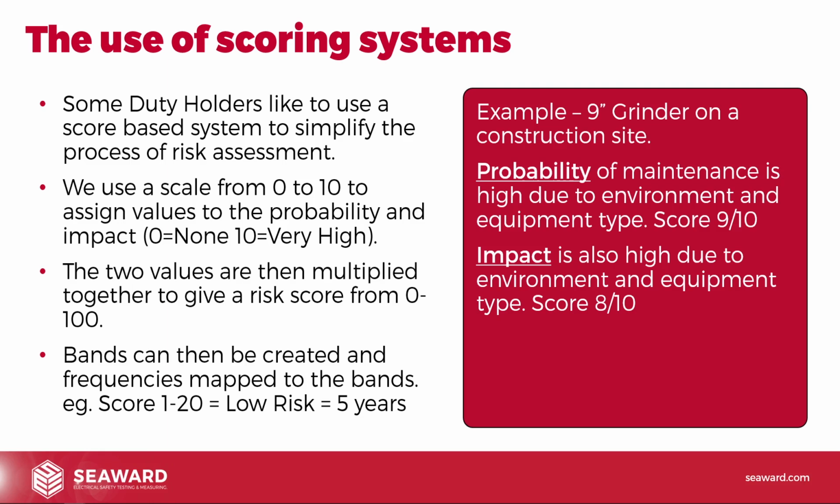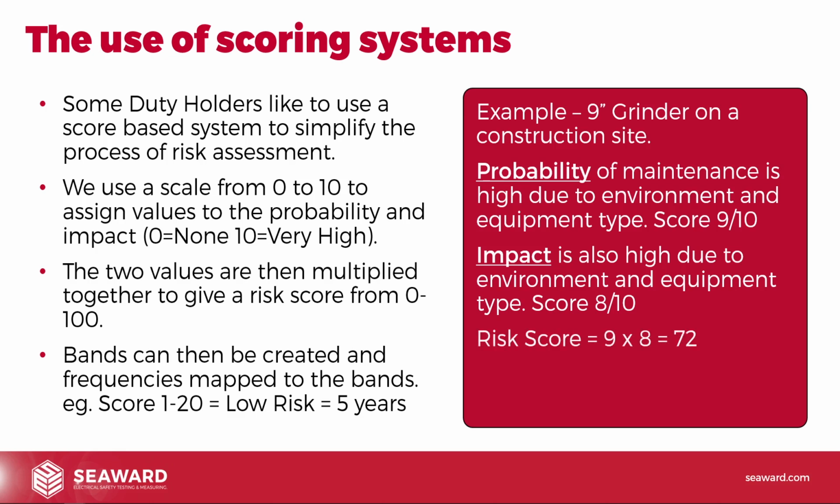Similarly, we've got the grinder on there. There's a 9-inch disc grinder, maybe a 9-inch blade spinning round there. Again, something goes wrong with that. There's a high probability that somebody could be injured. So in this case, I've given that an 8 out of 10. So we've got a 9 out of 10 for probability. We've got an 8 out of 10 for impact.